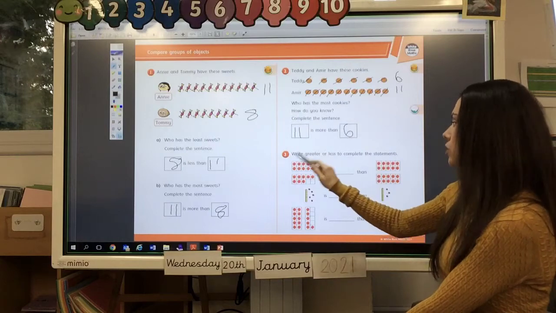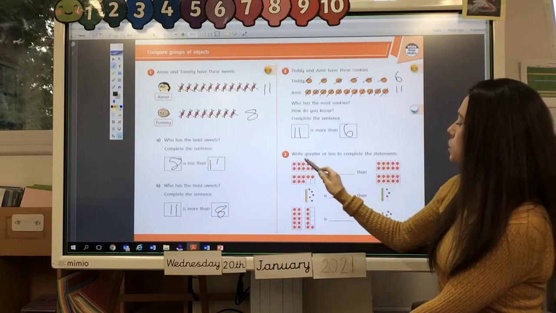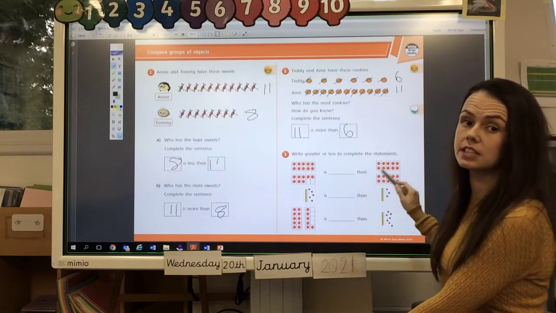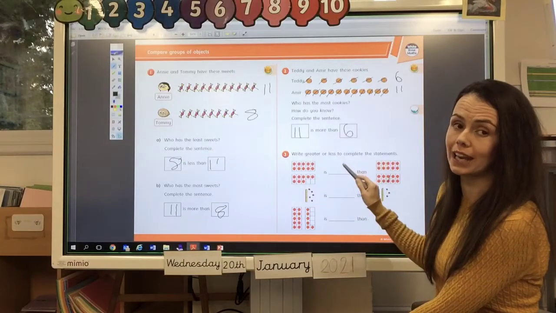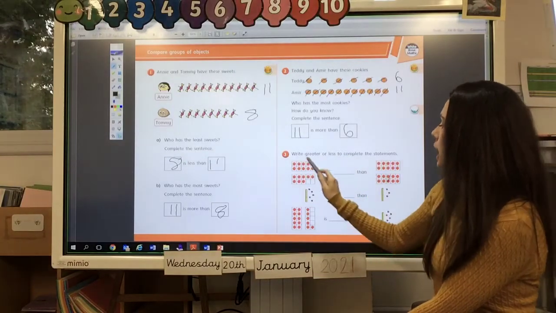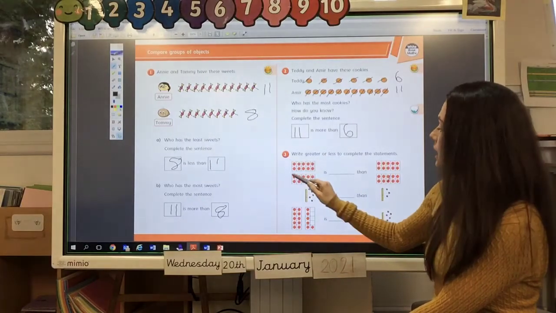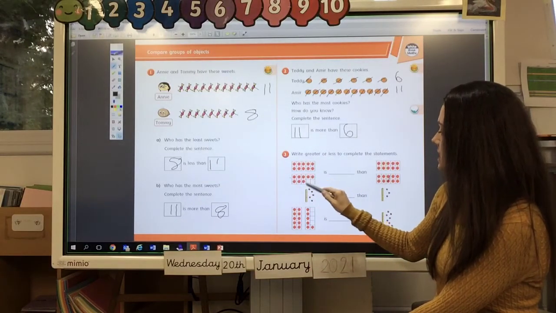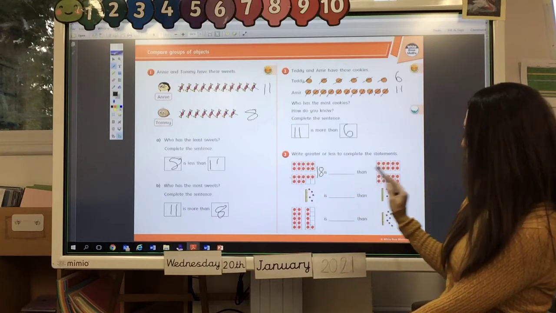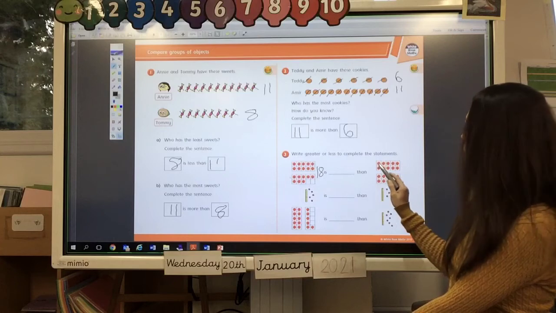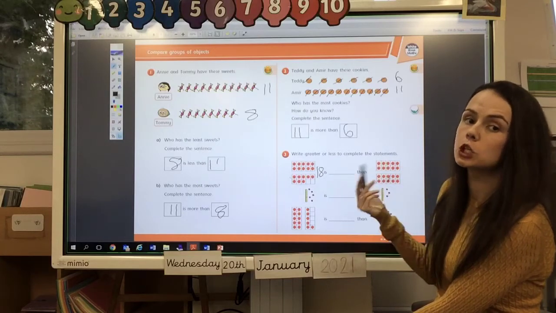Write greater or less to complete the statement. So we've got to compare this side to this side, and in the middle here I've got to write whether it's greater or less, so more or less. How many have I got here? I've got a complete 10 frame. 10, 11, 12, 13, 14, 15, 16, 17, 18. So I've got 18, and is that more or less than, let's count this side. So 10, oh, 2 complete 10 frames. What's 10 add 10? 20, well done.